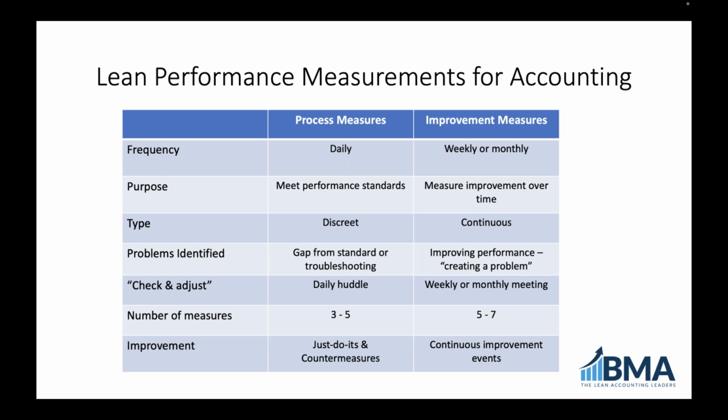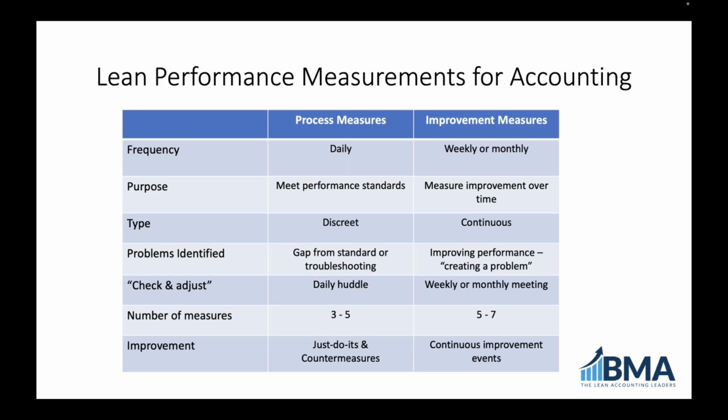The idea of process measures is to understand gaps from standard and understand troubleshooting issues. You typically use the daily process measures in a daily huddle, and they lead to countermeasures and more of the simple improvement events. They can also give you trends of recurring problems that may require a continuous improvement event. And typically you have like 3 to 5, maybe 3 to 6 measures.